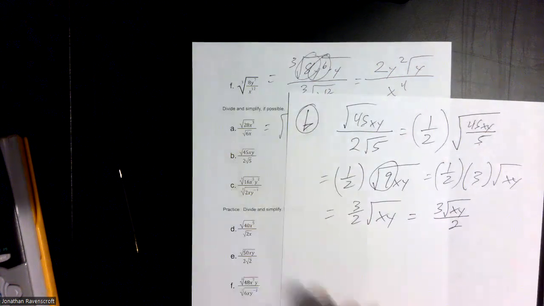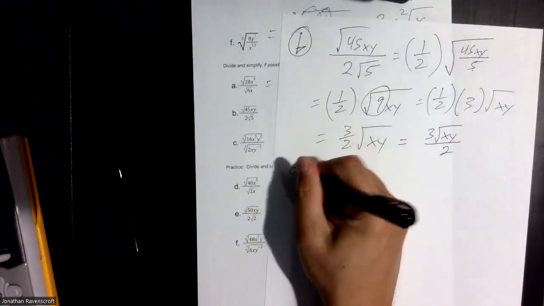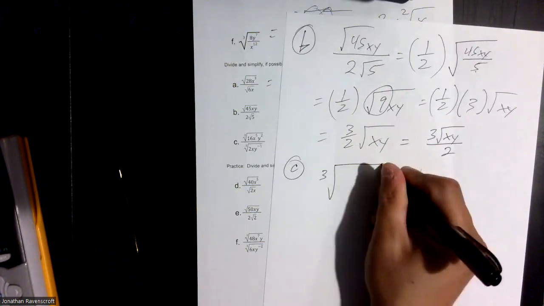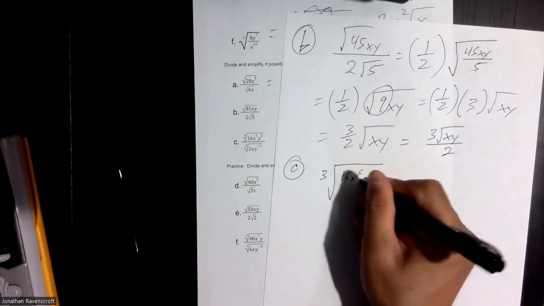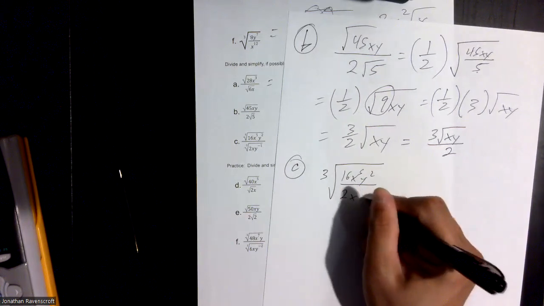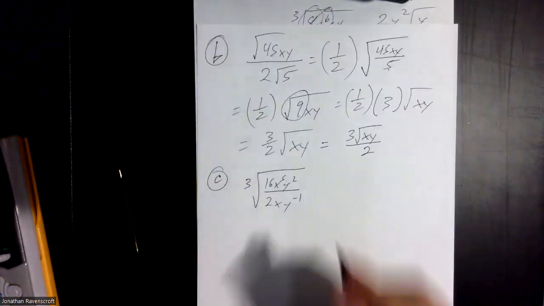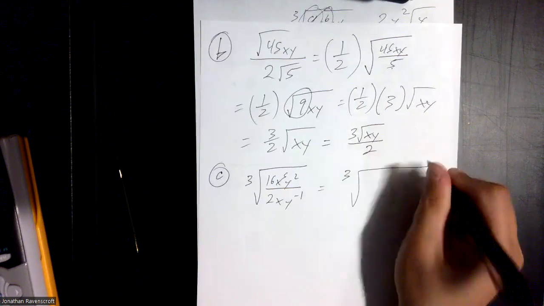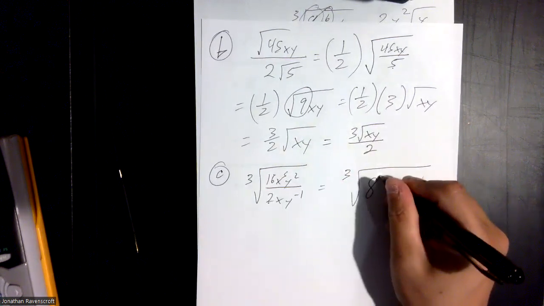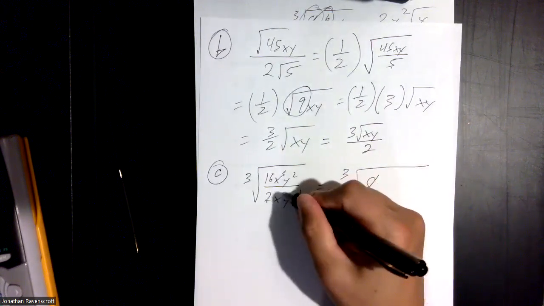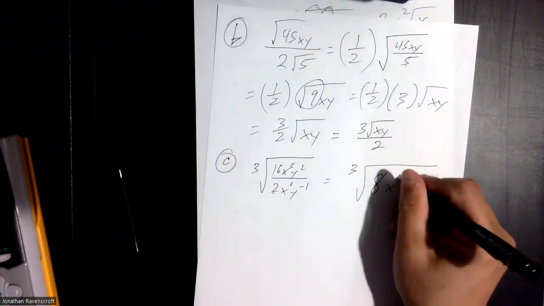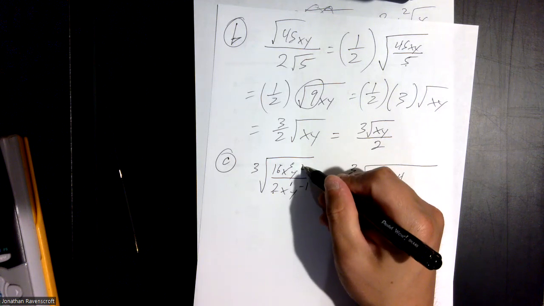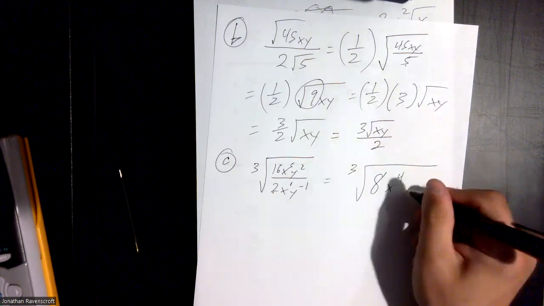We've got a lot going on in this one. For part C, go ahead and write it as a single cube root. Cube root of 16x to the 5th y squared over 2xy to the negative 1. 16 divided by 2 is 8. 5 here, 1 here, subtract, there's 4 left over. 2 here, 2 minus negative 1 is 2 plus 1, is y cubed.